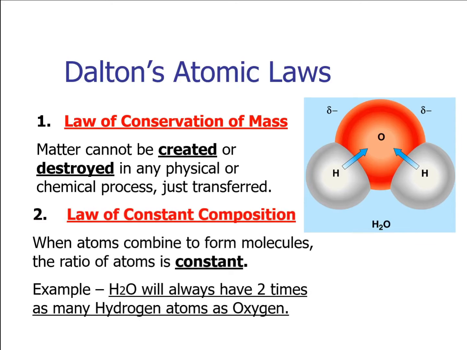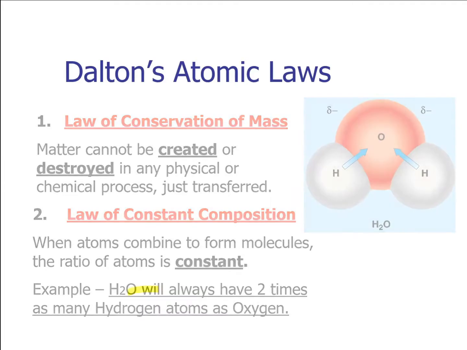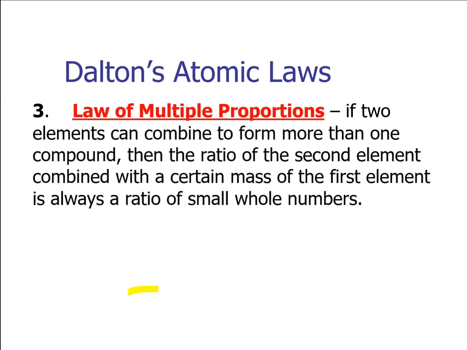Number 2. The law of constant composition. When atoms combine to form molecules, the ratio of the atoms is constant. For example, H2O will always have 2 times as many hydrogen atoms as oxygen. Number 3. The law of multiple proportions. If 2 elements can combine to form more than one compound, then the ratio of the second element combined with a certain mass of the first element is always a ratio of small whole numbers.